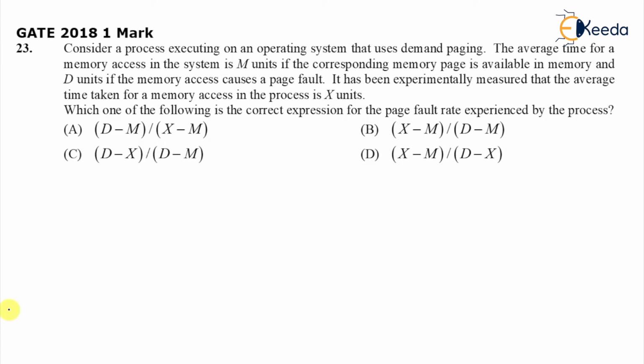This is the next question, 2018. Consider a process executing on an operating system that uses demand paging. The average time for memory access in the system is m units if the corresponding memory page is available in memory, and d units if the memory access causes a page fault.